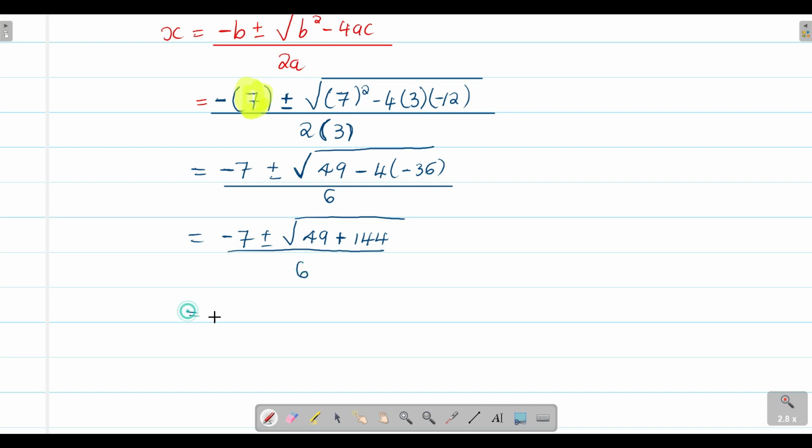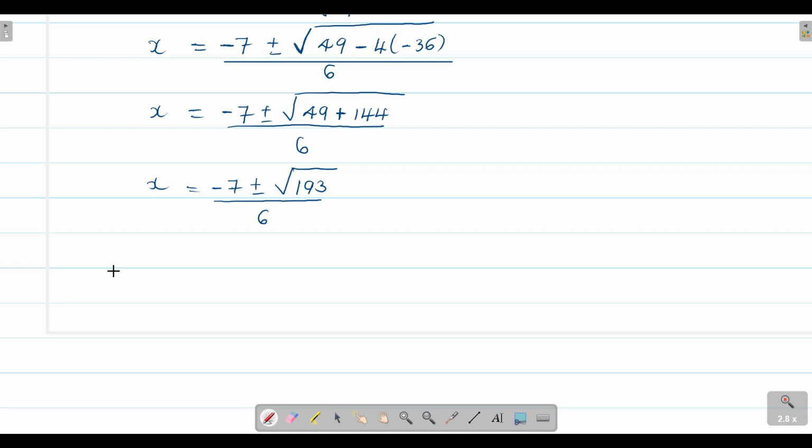And then from here, if you basically say minus 7 plus or minus the square root of 49 plus 144, that gives us 193, right? All over 6, okay? Therefore, our x is equal to negative 7 plus the square root of 193 all over 6, or x is equal to negative 7 minus the square root of 193 all over 6, right?